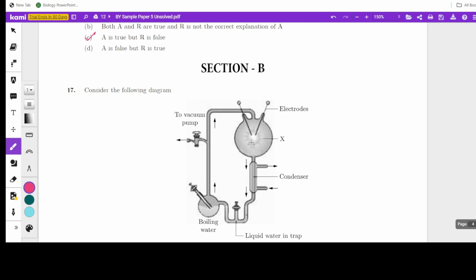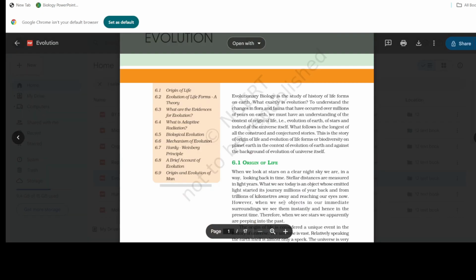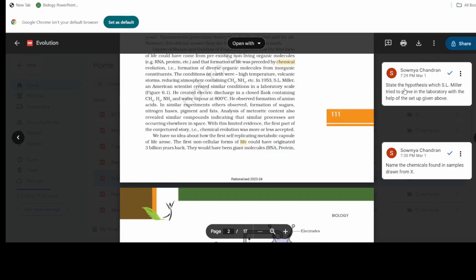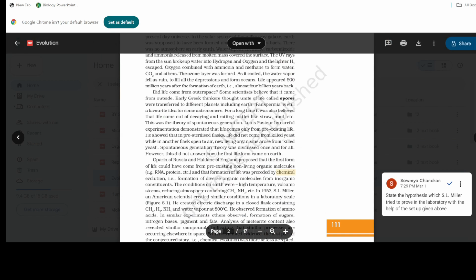Don't go for the raw materials used or the gases used there, okay? They are asking for the products. Let's see the chapter Evolution. Let's check Miller's experiment. State the hypothesis which S.L. Miller tried to prove in the laboratory with the help of the setup given above. So the setup was this, right? So what did he try to prove?